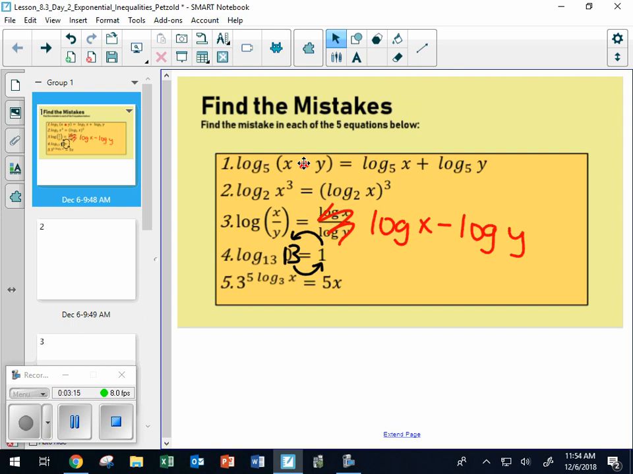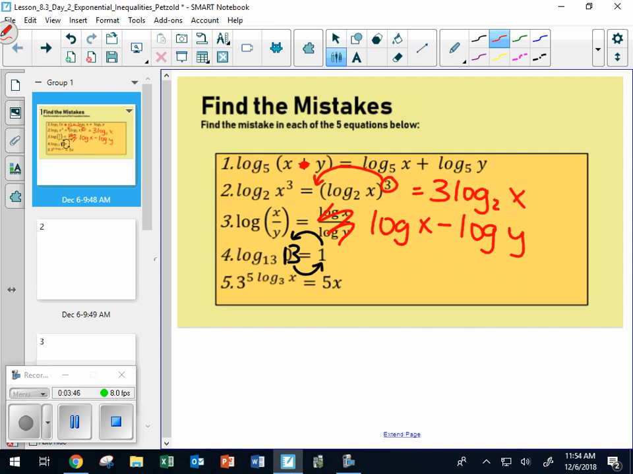Row 5, person 3. Brady. 2 and 5 left? Yes. Then I take the right side of something and the 3 goes to the front. For number 2? Yeah. Okay, so for number 2, we have this 3 would go to the front instead. So this should be 3 times log base 2 of x.